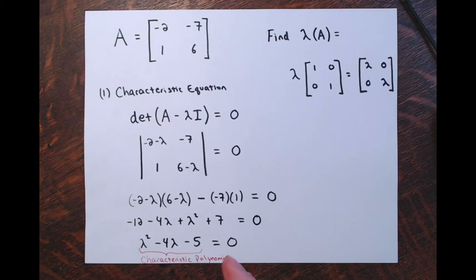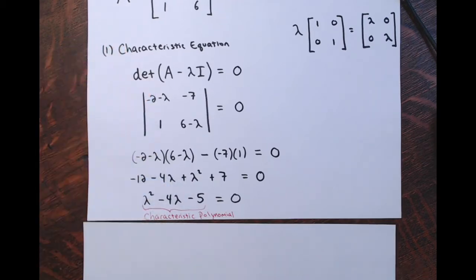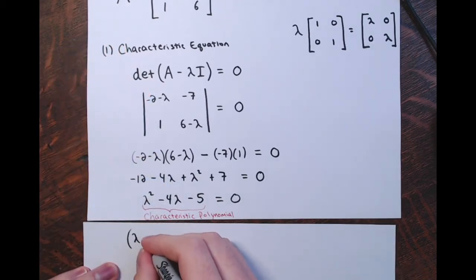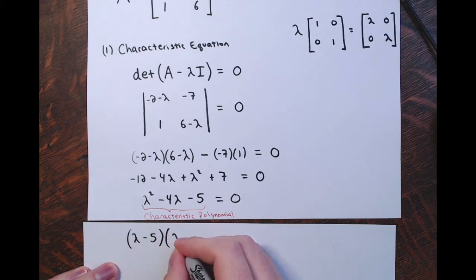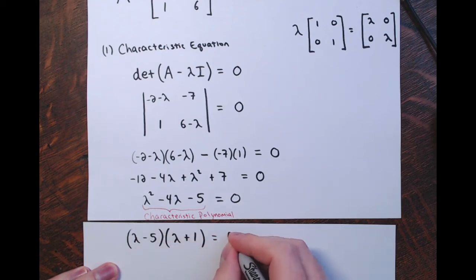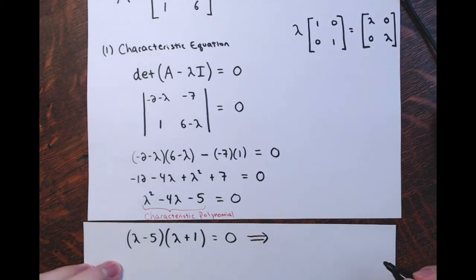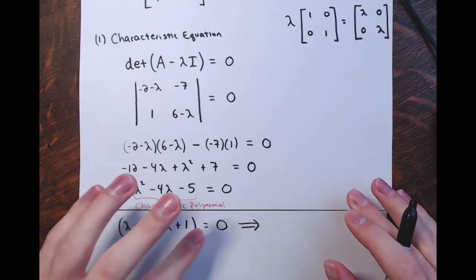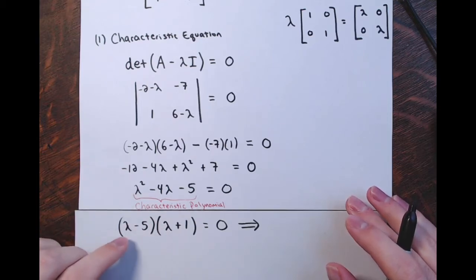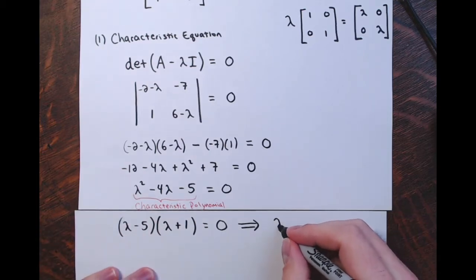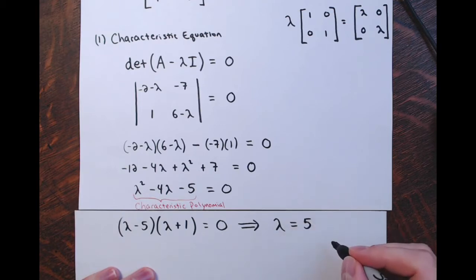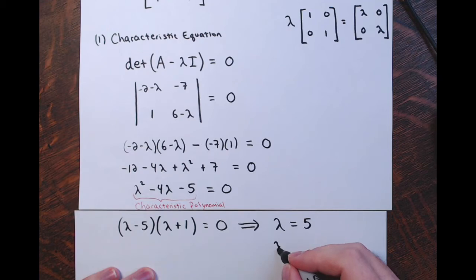And for a 2 by 2, you'll be solving a quadratic equation. And you could use the quadratic formula here, but this one's nice and easily factorable. This factors to lambda minus 5 multiplied by lambda plus 1. And then we apply the zero product property. Remember, when is a product equal to 0? When either factor is 0. So when is lambda minus 5 equal to 0? That's when lambda equals 5. Or, when is lambda plus 1 equal to 0? When lambda equals negative 1.